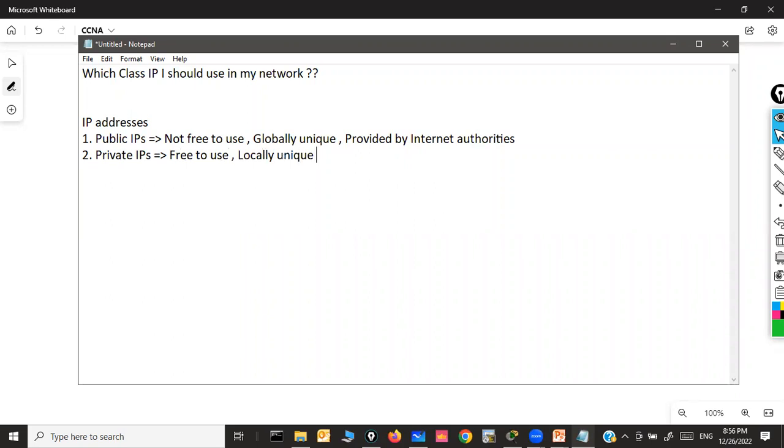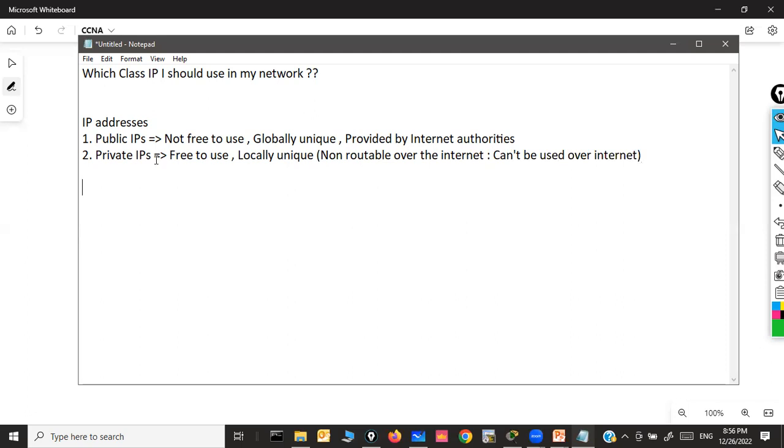Why? Because, in non-technical terms, they are non-routable over the internet. For now, you can understand non-routable over the internet to mean they can't be used over the internet, right? We cannot communicate over the internet by using these IPs. Private IPs, free to use, locally unique.